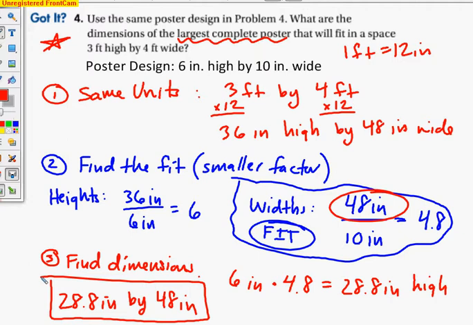So again, you convert your units, then you see, does the height fit the height or the width fit the width? You pick the smaller factor, 4.8, and that's what I multiply my poster height by to get its blown up height. And that's what I did right here to find the height dimension, so 28.8 by 48. So practice this problem. It's a toughie. But you might see it again.